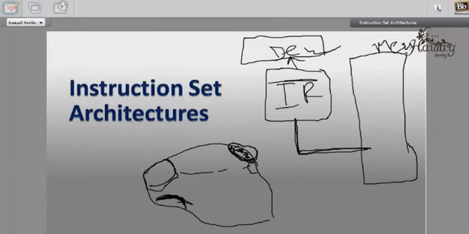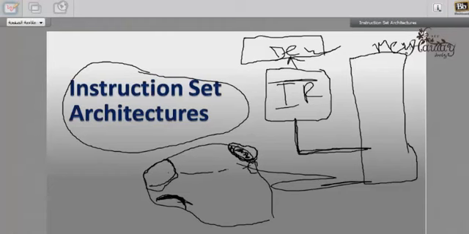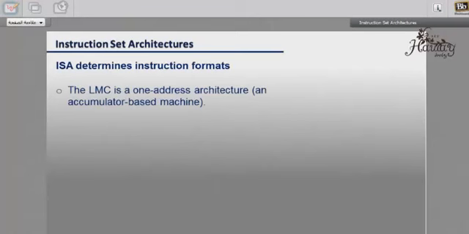So today we'll talk about something called instruction set architecture, or ISA. The operation I just talked about is called instruction set architecture. ISA determines instruction formats, the way the instructions are moved. We have four types of ISA, very important types. Definitely one or two of them will come in the exam. I will explain them shortly.